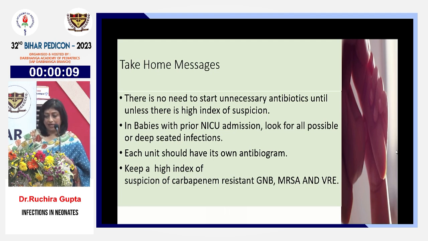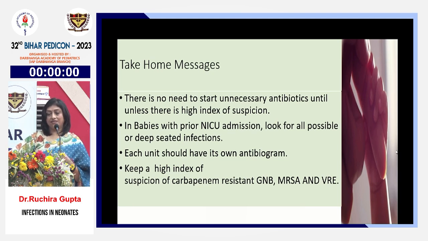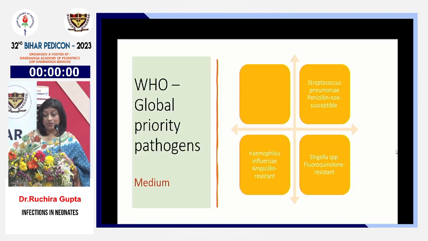Each unit should have its own antibiogram and keep a high index of suspicion of carbapenemase-resistant gram-negative bacilli, MRSA, and vancomycin-resistant enterococci. WHO has also given critical priority pathogens. And we remember that PEA: P is Pseudomonas, E is Enterobacteriaceae, and A is Acinetobacter, because their resistance is emerging very, very high.